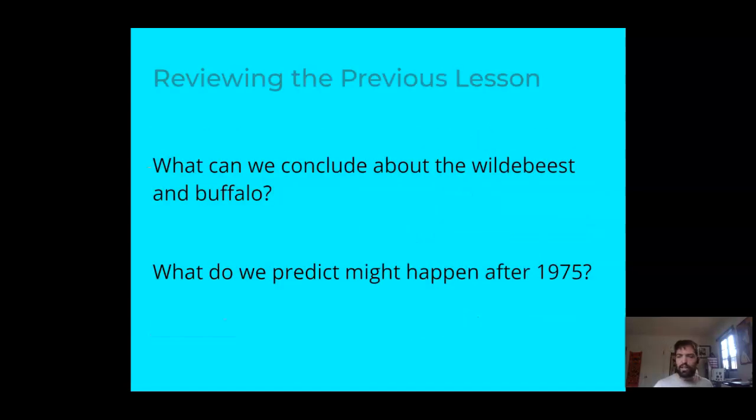So now just think about and review the past lesson a little bit. What can we conclude about the wildebeest and buffalo? And what do we predict might happen after 1975? I'm going to give you a minute to review your conclusions from the Lesson 7 activity sheet, think through your notes a little bit, and reflect.